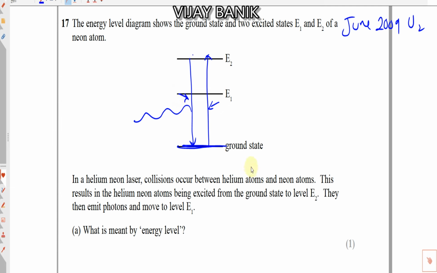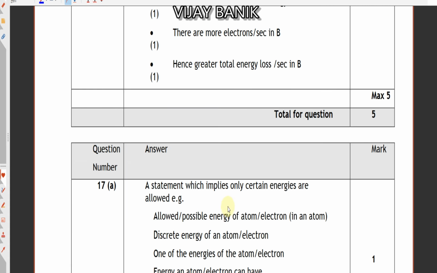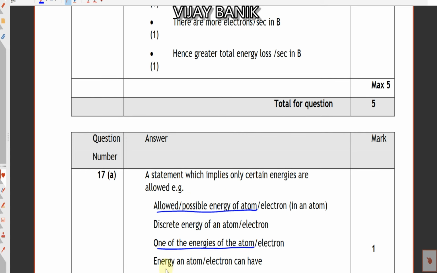What is meant by energy level? It's better I give you this answer from the mark scheme itself. In the mark scheme they give you many options. So energy levels are the possible energies of an atom, or one of the energies of the atom. Or you can just write the energy an atom can have, or an electron can have. Any one of these three you can write. This is the definition of energy level.